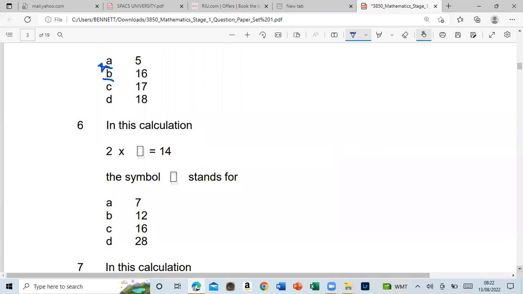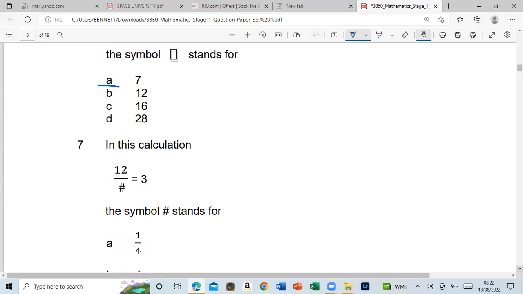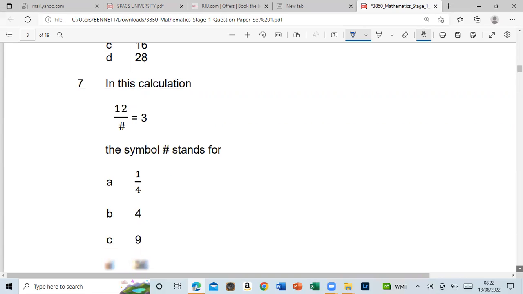All right. In this calculation, 2 times box is equal to 14. The symbol box stands for 7. 2 times 7 is 14, right? Well done. All right. Number 7. In this calculation, 12 divided by the number sign is equal to 3. The symbol stands for 4. Very good. Everybody see when we get 4? Yes, sir. 12 divided by 4 equals 3.